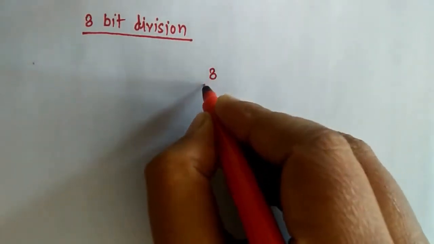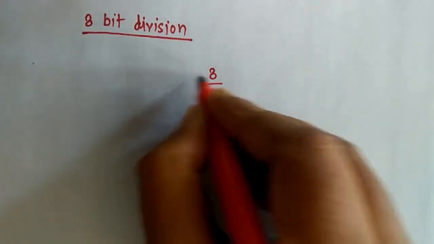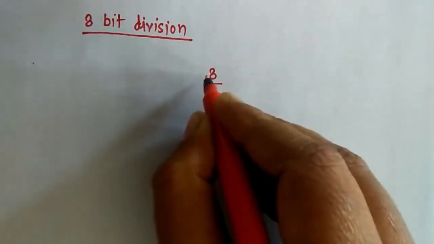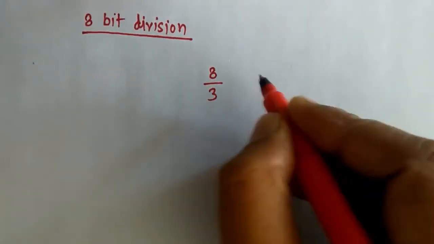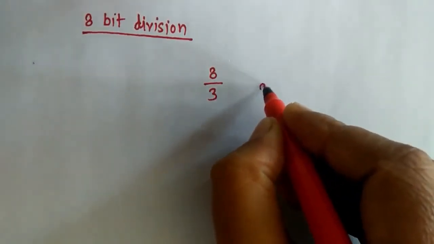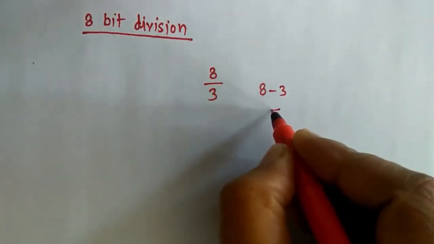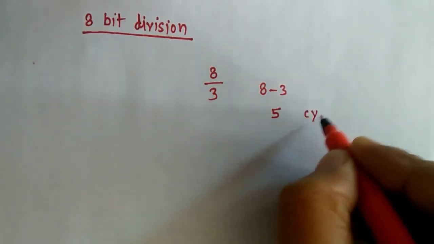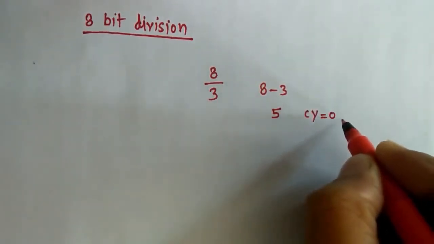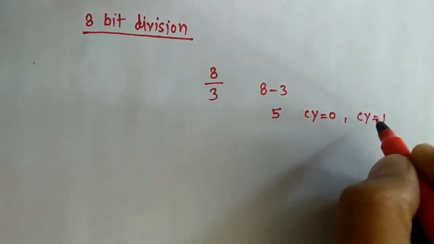Assume you want to get the output of 8 by 3. Here 8 is the dividend and 3 is the divisor. So simply in the microprocessor, we will be performing 8 minus 3 and the result will be 5, and here we will be checking for carry, whether carry is 0 or carry is 1.